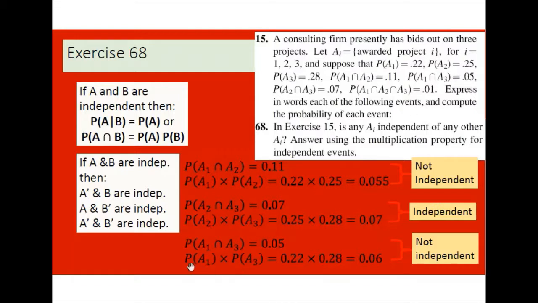The product of the probability of A1 and A3 is 0.06, so they are not independent. So in total, A1, A2 and A3 are not mutually independent, because we already showed that this one or this one are not valid.